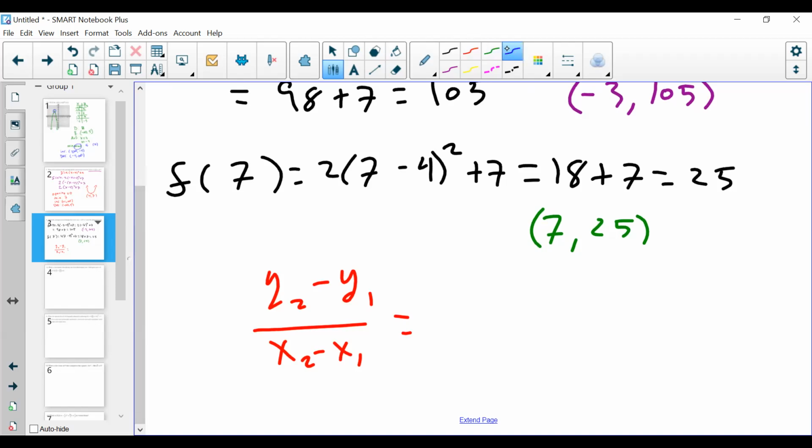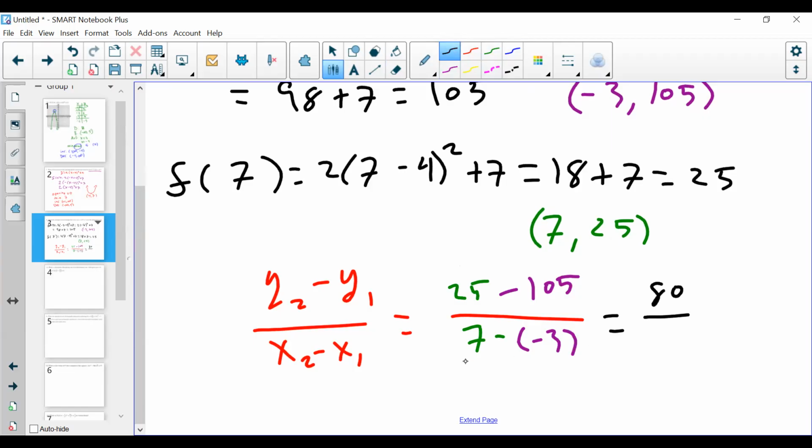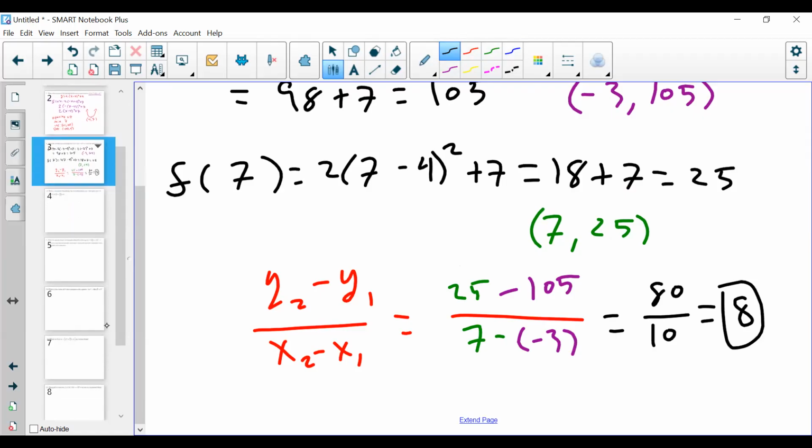So for this one, y2, we can say it's 25 minus 105, all that over 7 minus negative 3. So when I do that, 25 minus 105, that's negative 80. On the bottom, 7 minus negative 3, that's a positive 10. That gives you negative 8. That's your average rate of change. It should be negative 8, you're right.